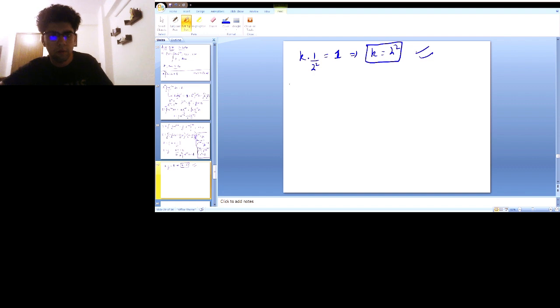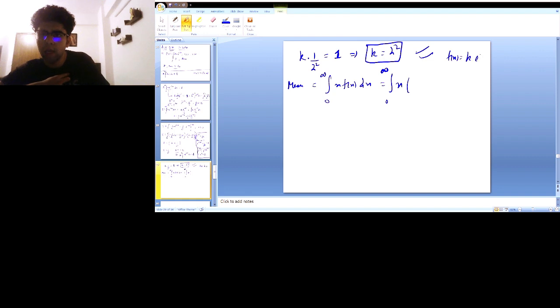Let's now find the mean. For the mean, I just need to find the integral of x f(x) dx, integrating this from 0 to infinity. This gives me x, where f(x) was k e to the power minus lambda x, right? And putting in the value of k, which is lambda square, this becomes lambda square x e to the power minus lambda x, right? So now this becomes lambda square x e to the power minus lambda x dx.